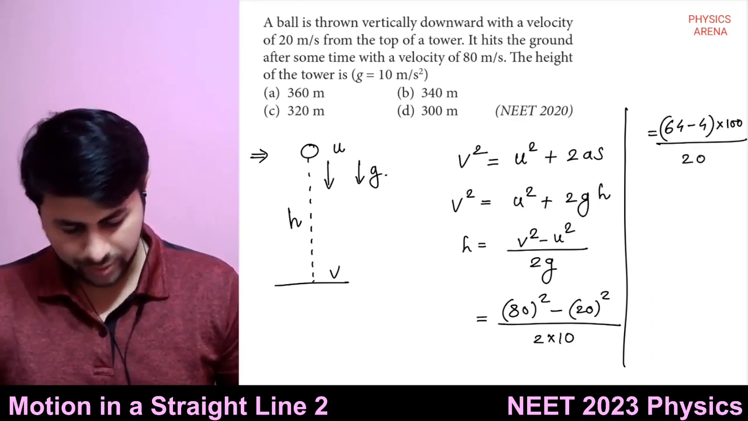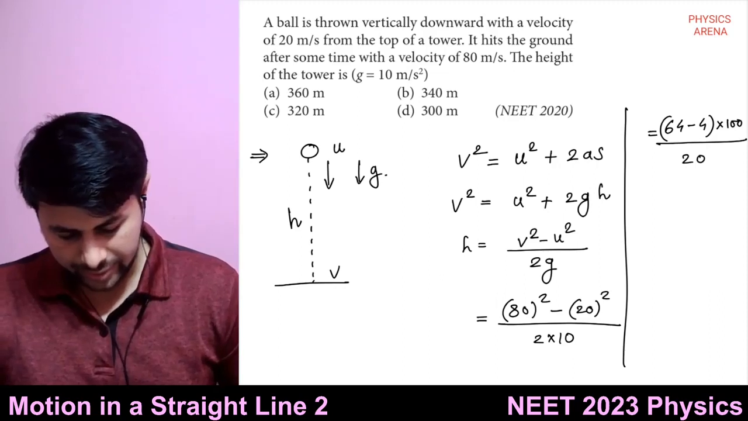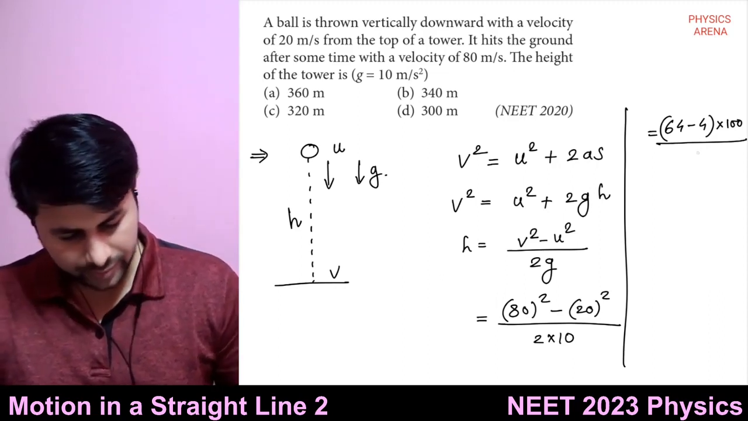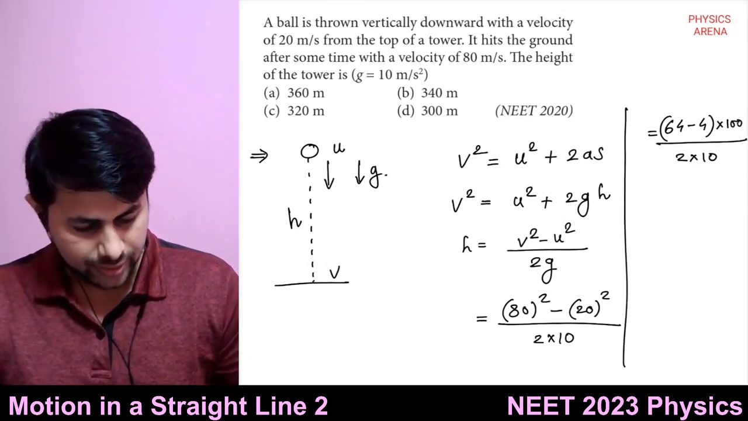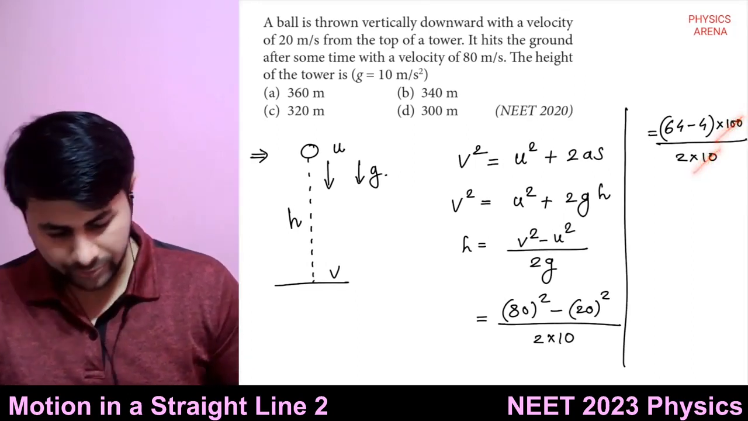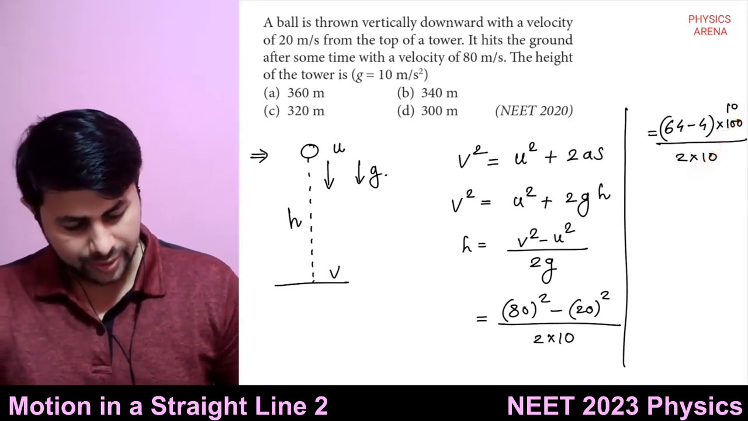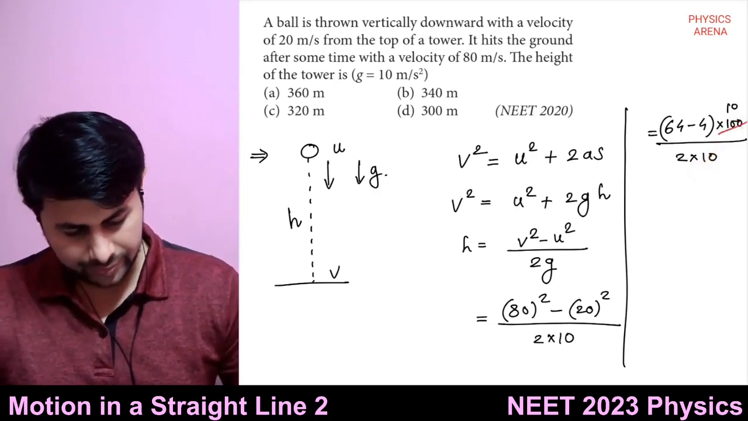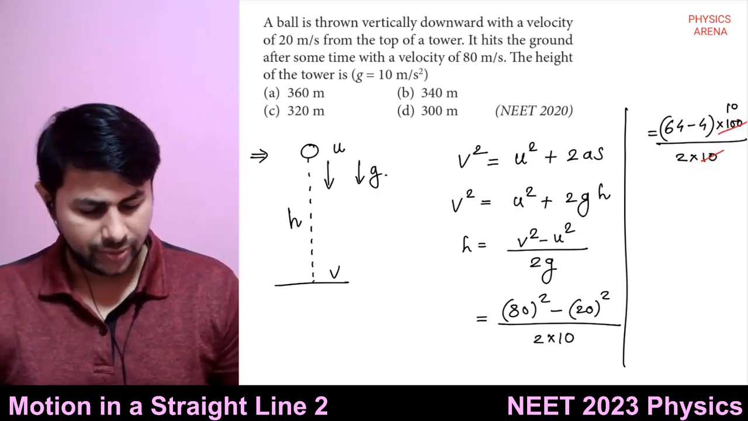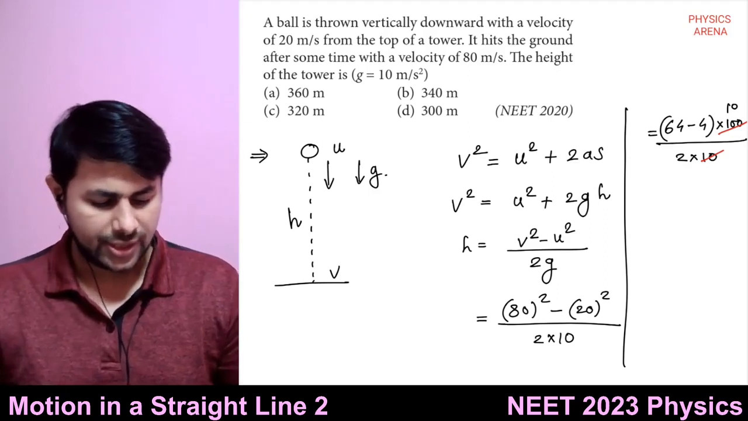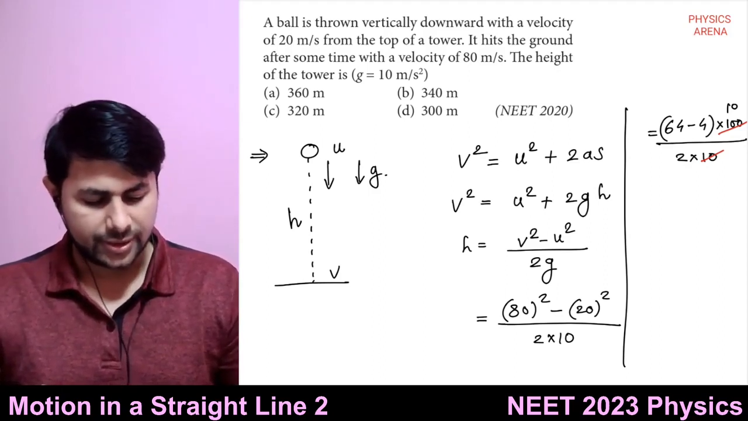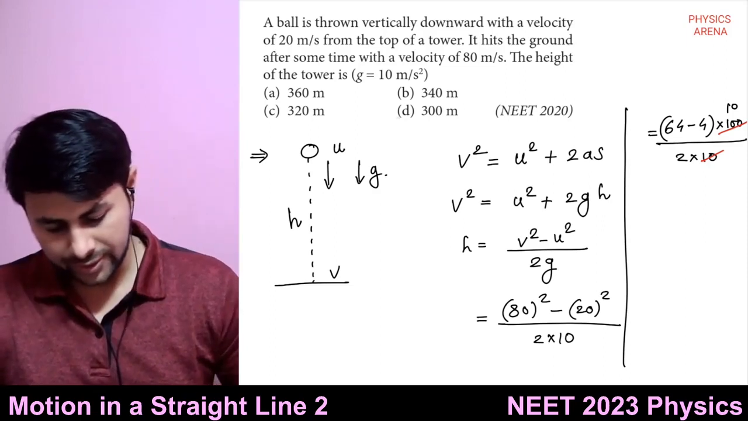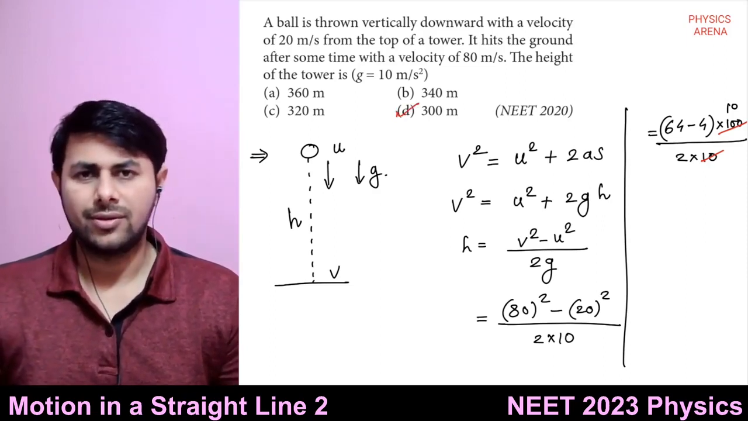If you divide by 10, this 2 times 10, you are left with 10 over here, and then 10 by 2 is 5, or 64 minus 4 is 60, and 60 divided by 2 is 30, 30 multiplied by 10 is 300. So your answer is 300 meters, right?